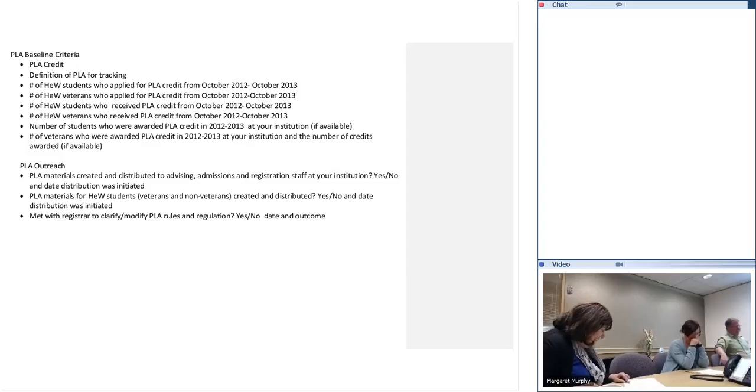All right. We'll move on to the next one, which is the number of students who are awarded PLA credit in 2012-2013 at your institution. So this is an institution-wide number, and the number of veterans. This is if you can get this data. It'd just be interesting data to have. It'll be interesting to see which of our institutions are actually tracking both of these measures.